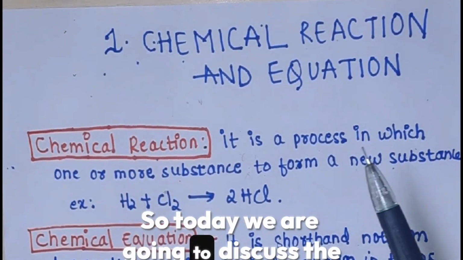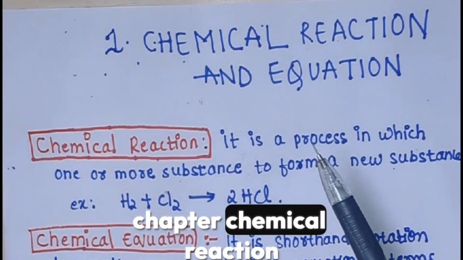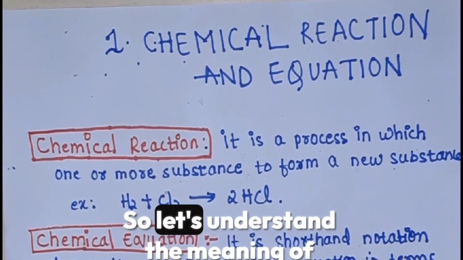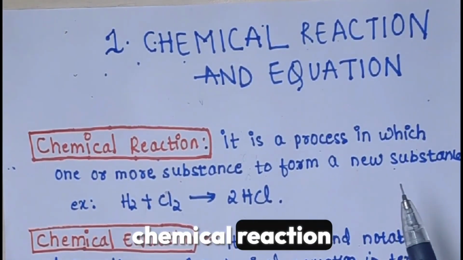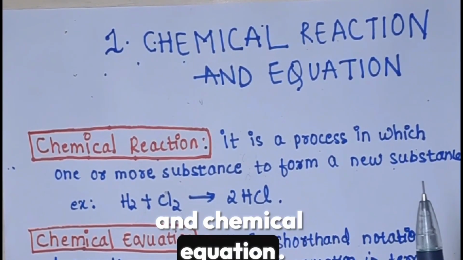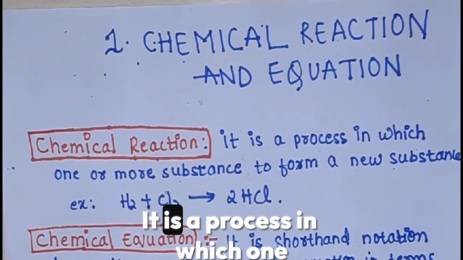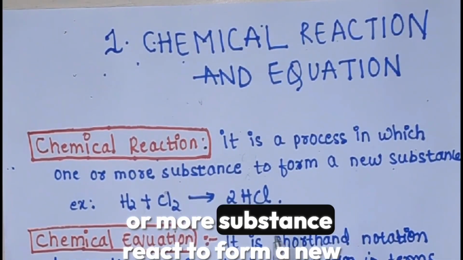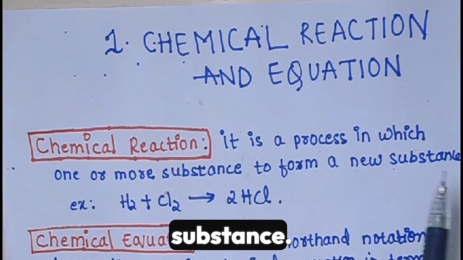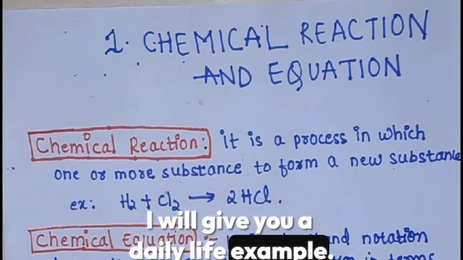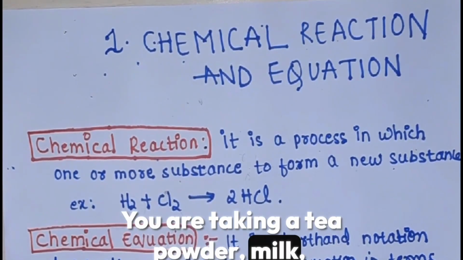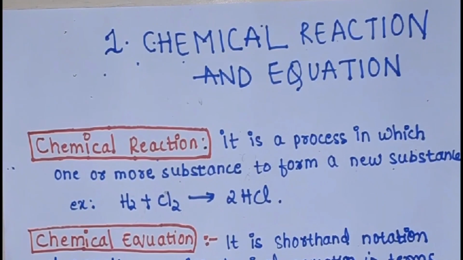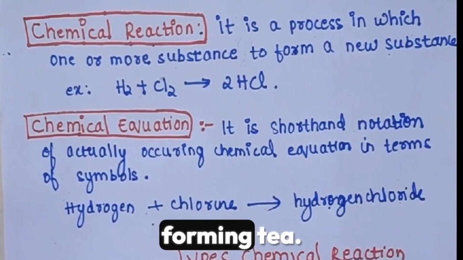So today we are going to discuss the chapter Chemical Reactions and Equations. So let's understand the meaning of chemical reaction and chemical equation. What is a chemical reaction? It is a process in which one or more substances react to form a new substance. I'll give you a daily life example. You are taking tea powder, milk, adding sugar. Everything is reacting and forming tea.